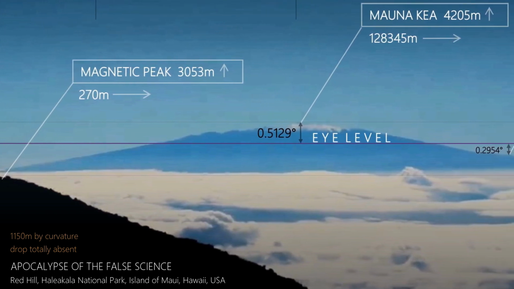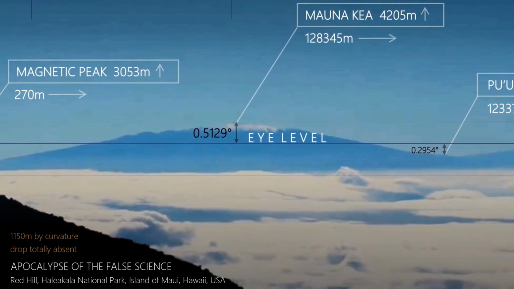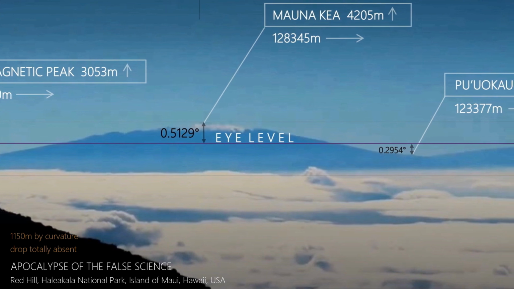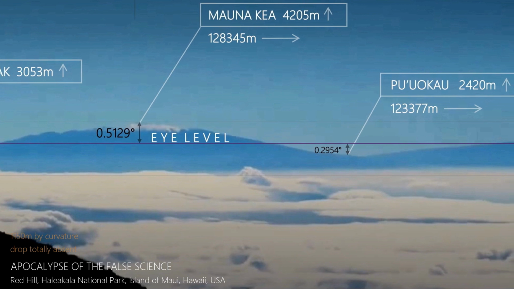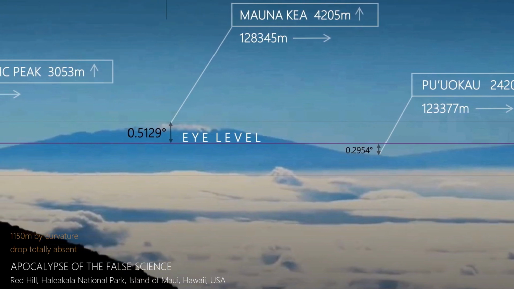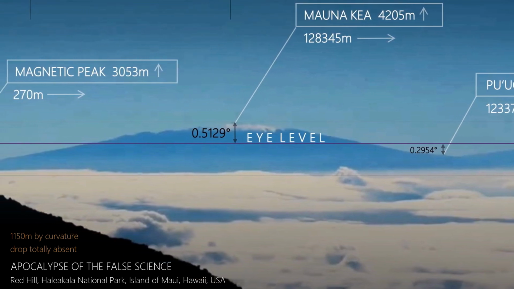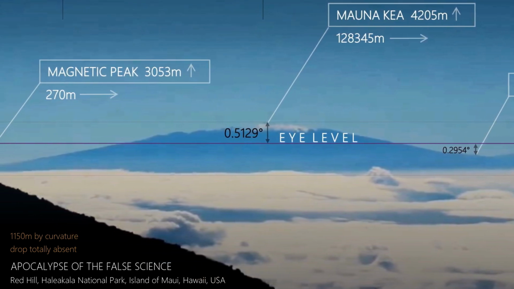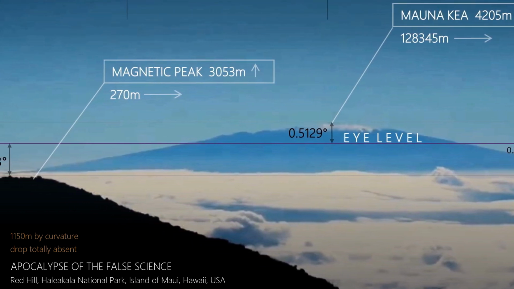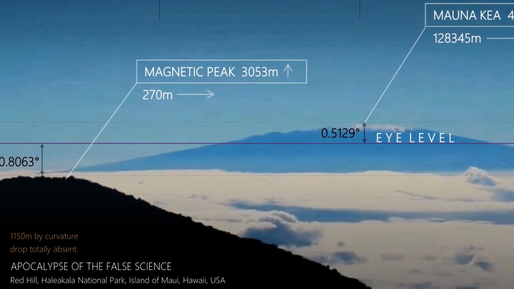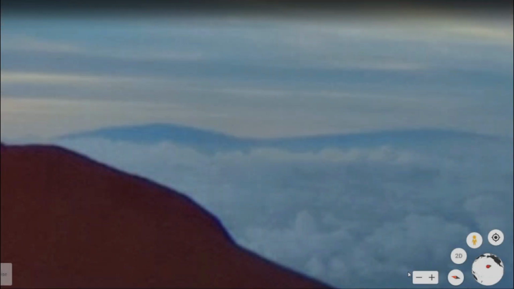Mauna Kea Peak is 1,150 meters higher than the observation point. And it turns out that its top should drop to eye level, according to the globe numbers. The reality is that it is 0.51 degrees higher, as predicted by trigonometry on a plane. And this fact is recorded daily by hundreds of tourists who visit the site.